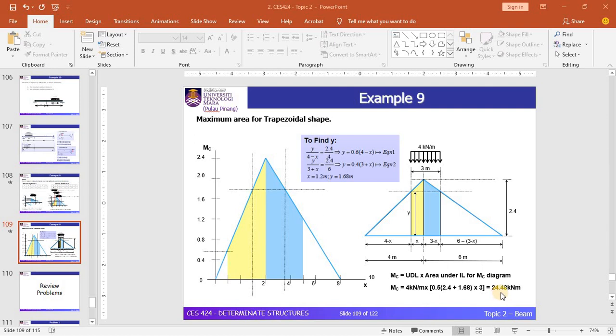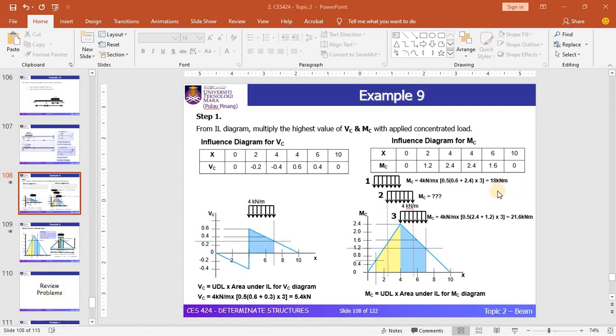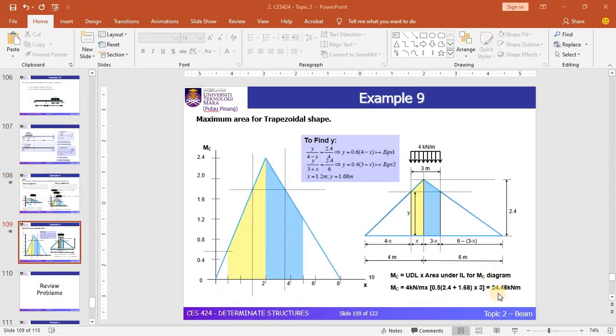Thus, we compare this value with the first and third possibilities. We have seen that it is 18 kN/meter for the first possibility and 21.6 for the third possibility. Obviously, the second possibility is the answer for the maximum positive value of the bending moment for this problem.